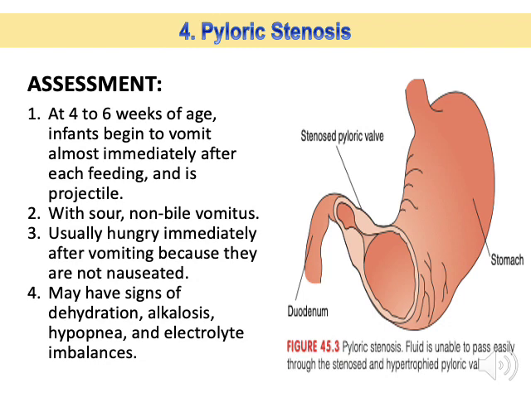Third, children are usually hungry immediately after vomiting. They are not nauseated. There may be signs of excessive drooling or chewing on the tongue as a suggestion that they are hungry. Fourth, they may have signs of dehydration, alkalosis, hypopnea, and electrolyte imbalances, mainly because of the fluid and electrolyte losses, especially when it is not corrected.